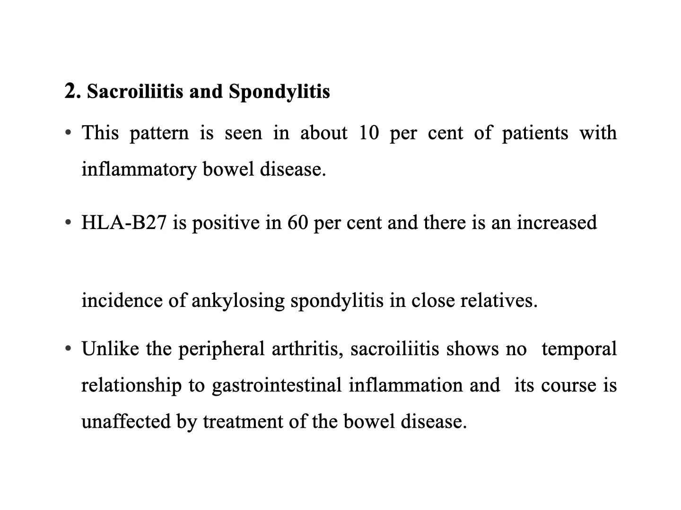Number 2, sacroiliitis and spondylitis. This pattern is seen in about 10% of the patients with inflammatory bowel disease. HLA-B27 is positive in 60%, and there is an increased incidence of ankylosing spondylitis in close relatives. Unlike the peripheral arthritis, sacroiliitis shows no temporal relationship to gastrointestinal inflammation, and its course is unaffected by treatment of bowel disease.